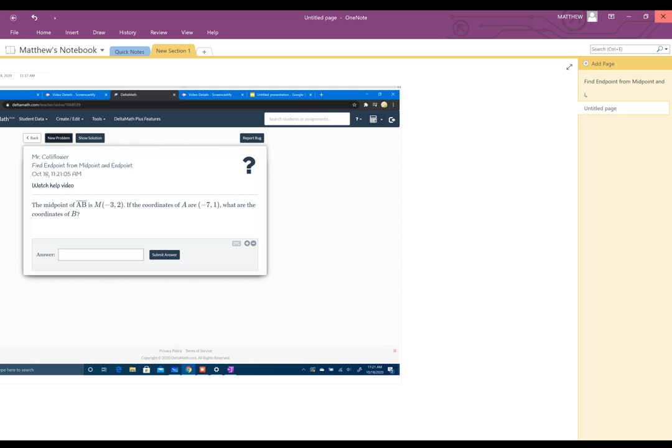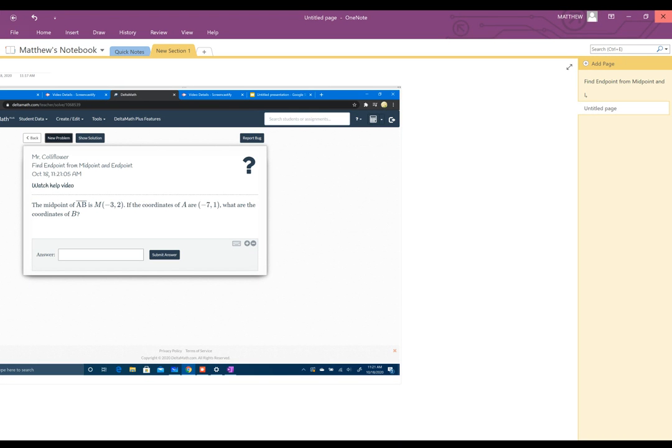In this problem, I'm going to find the missing endpoint. The problem says that the midpoint of line segment AB is the point M, which is (-3, 2). If the coordinates of A are (-7, 1), then what are the coordinates of B?